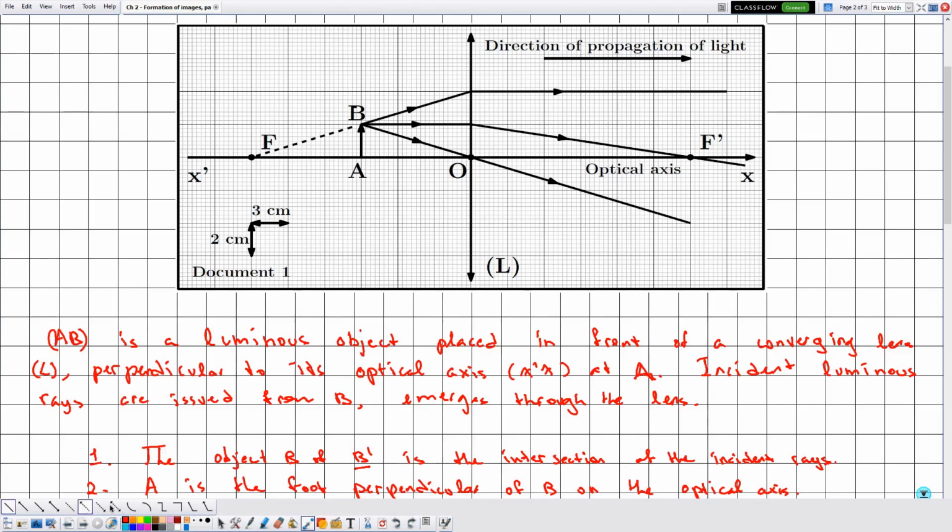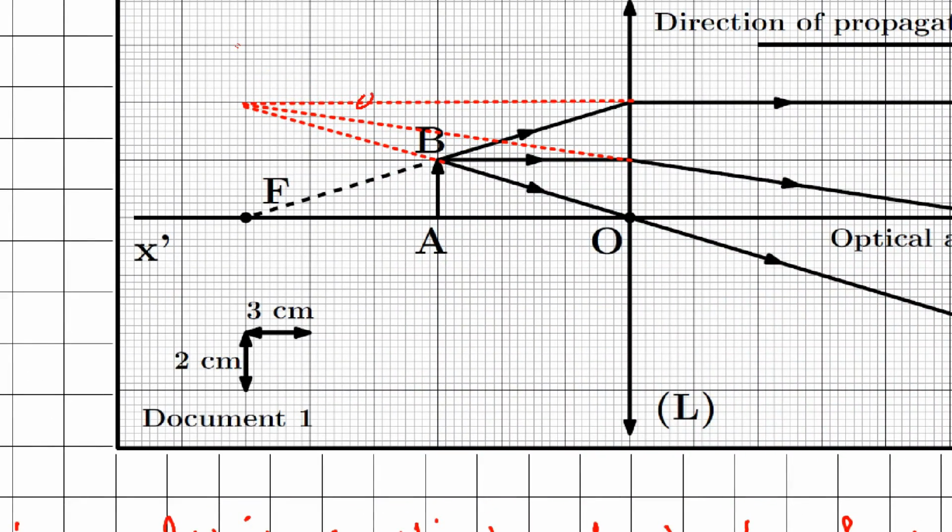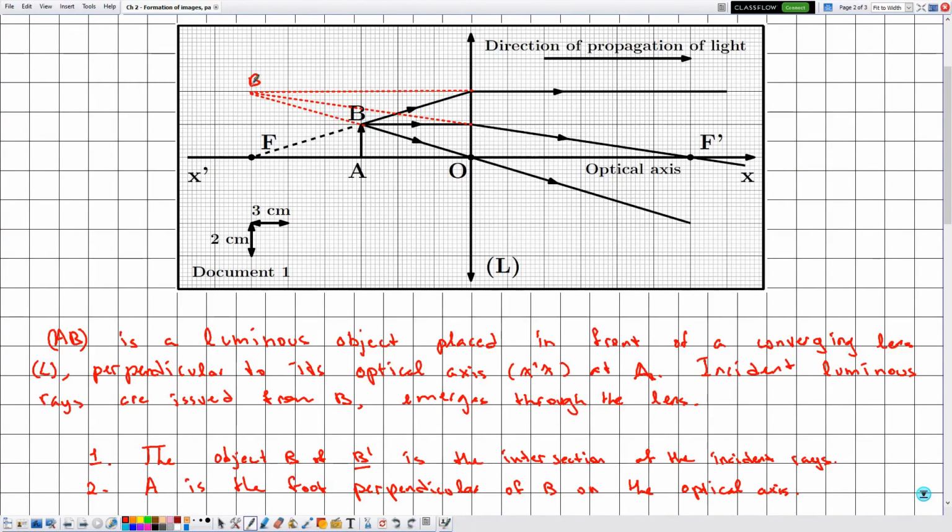Okay, this is the prolongation of the first emergent ray, and this is the prolongation of the second emergent ray, and this is the prolongation of the third emergent ray. Okay, and in this case, the intersection of the prolongations will be the image B prime of the object B. So B prime, this is B prime, the intersection of the prolongations.